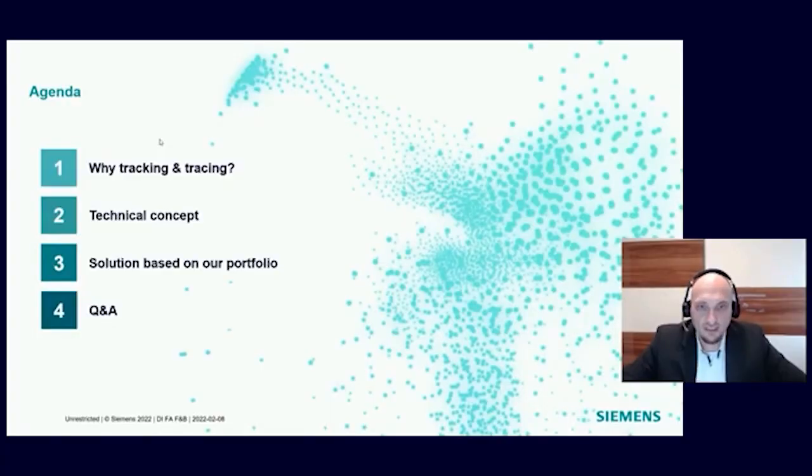So why tracking and tracing? What are the drivers to implement a tracking and tracing solution, and which types of tracking and tracing solutions are available? Then I'll focus on the technical concept, meaning what do we need to implement a tracking and tracing solution? Based on that, I'm going to describe how a solution could look with our Siemens portfolio. At the end of this section, I'm going to show you a video that we have running in our test environment that shows the complete installation, so that you also get a feeling for what you get in the end and how the solution looks and feels.